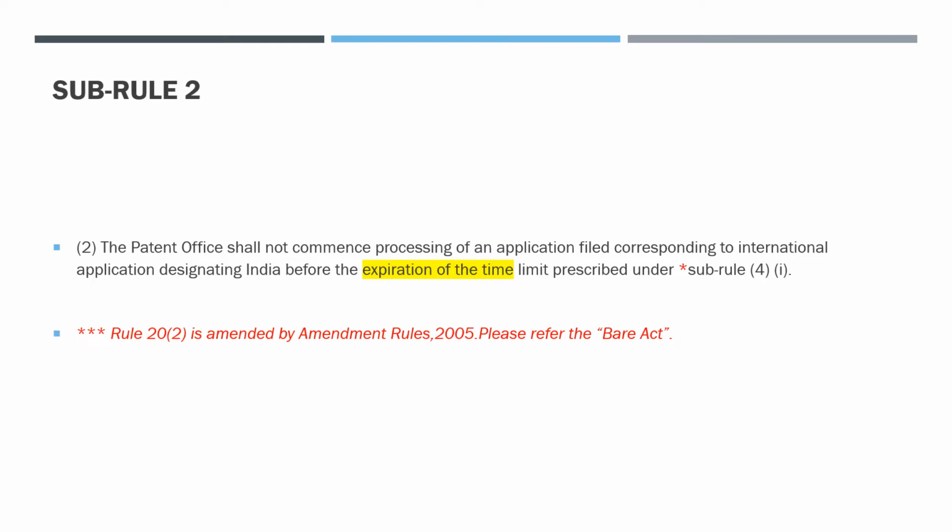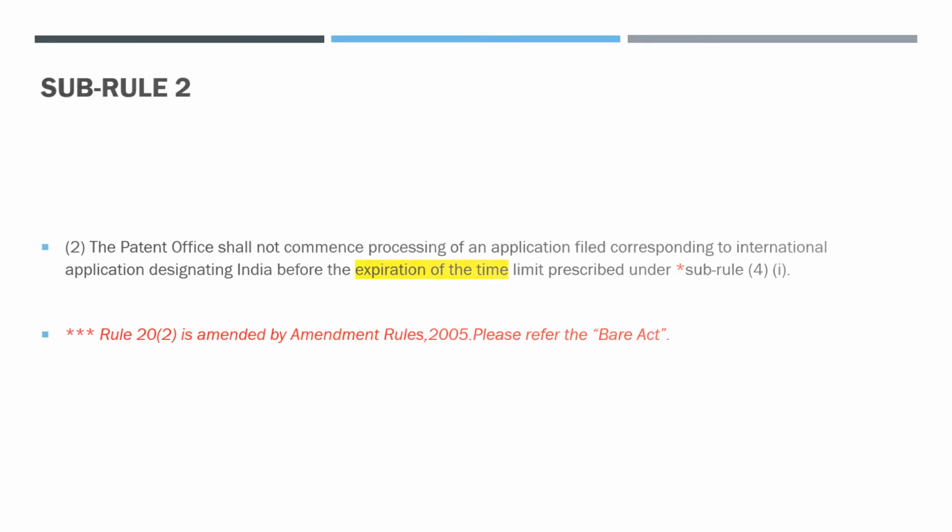Fine. So, we can say here the Patent Office shall not commence. That means the Patent Office shall not start processing an application that is filed under international application designating India before the expiration of the time limit. And this time limit is prescribed under sub-rule 4, clause 1. That we will discuss later actually. Okay, so Rule 20 sub-rule 2 is amended by Amendment Rules 2005. So please refer the Bare Act.